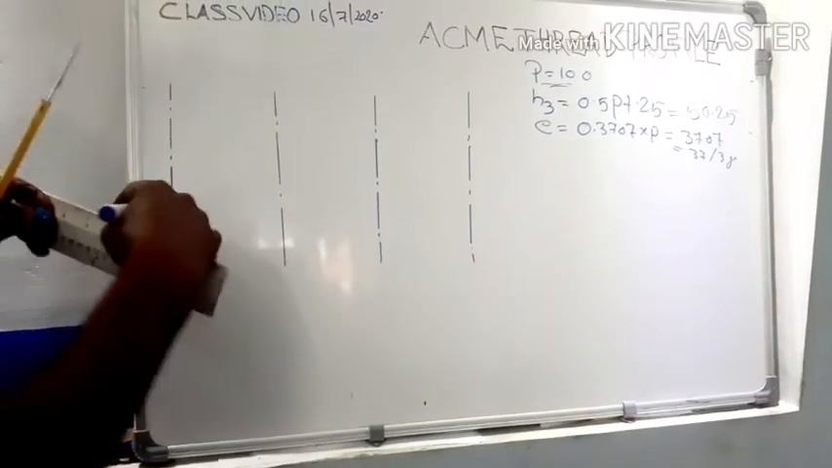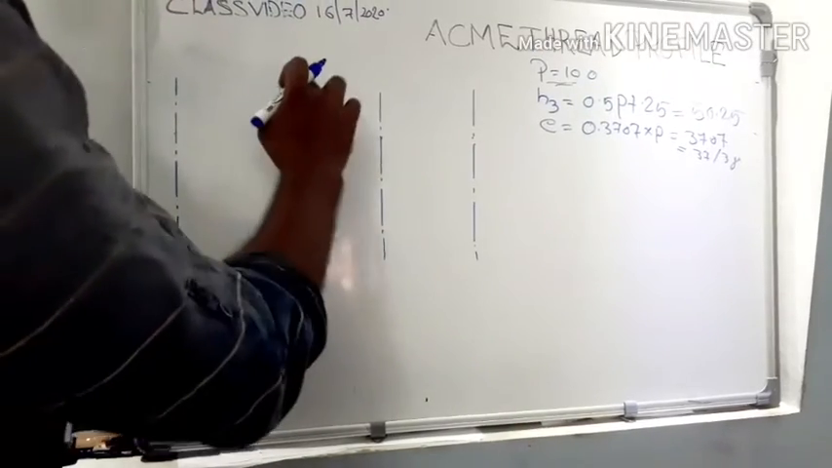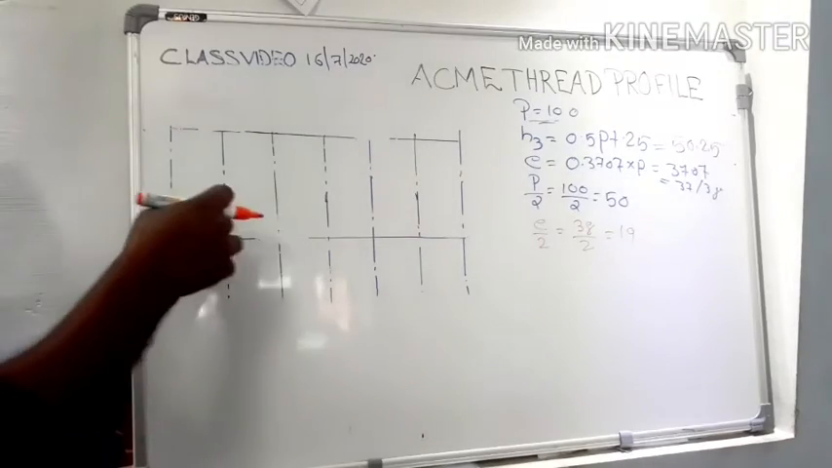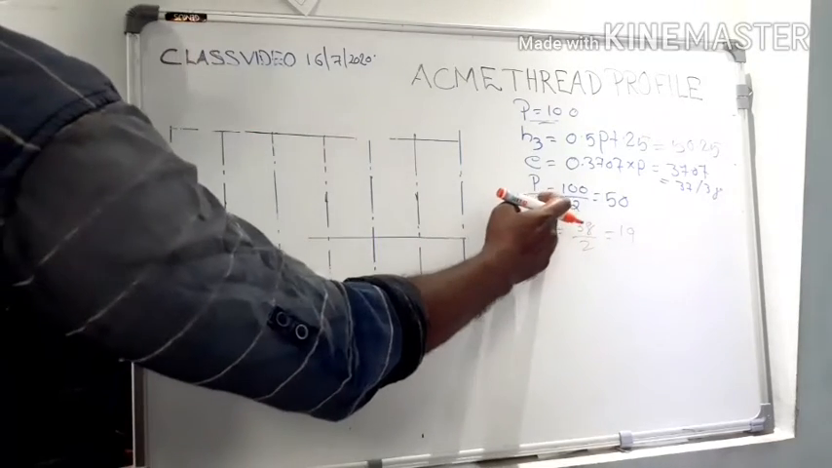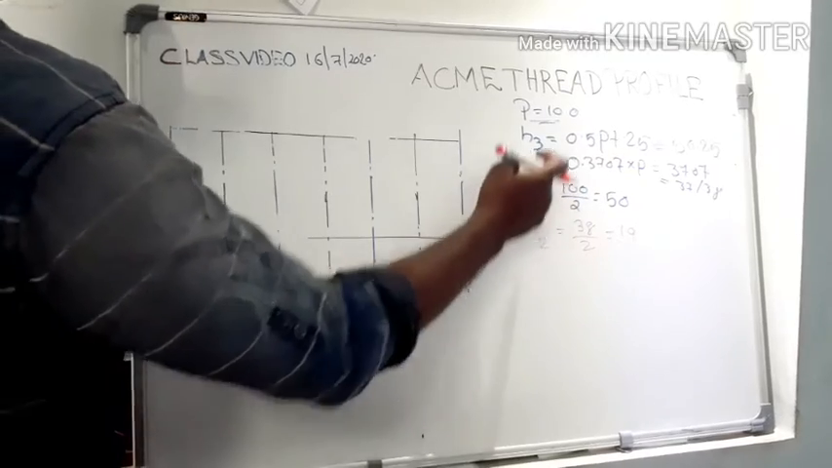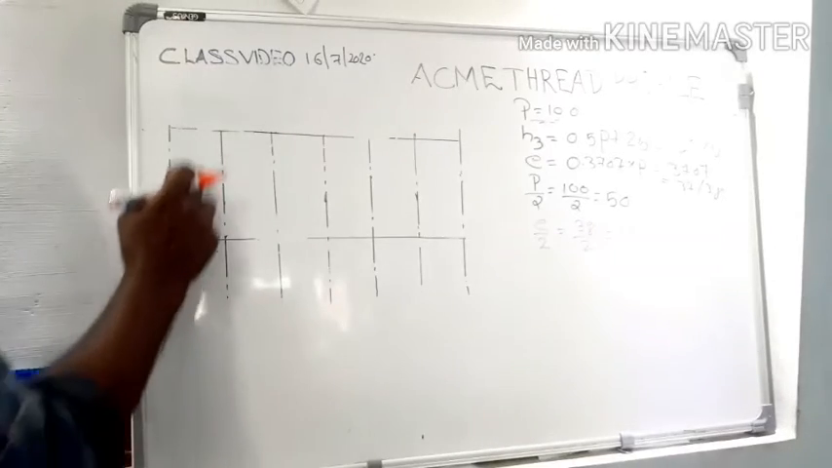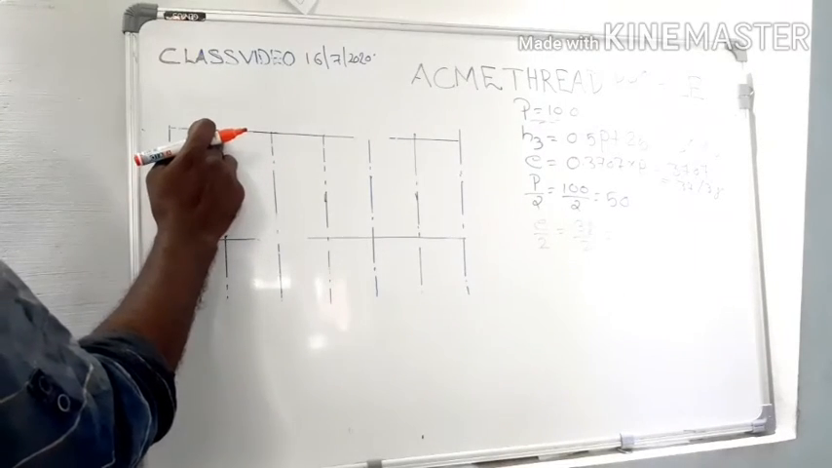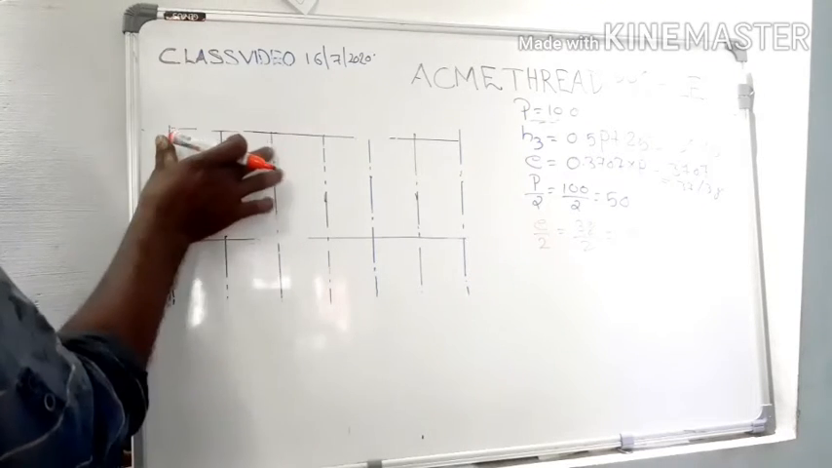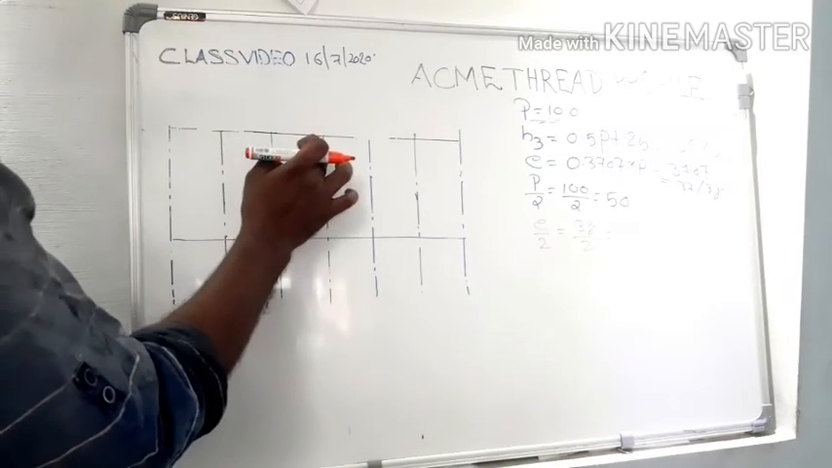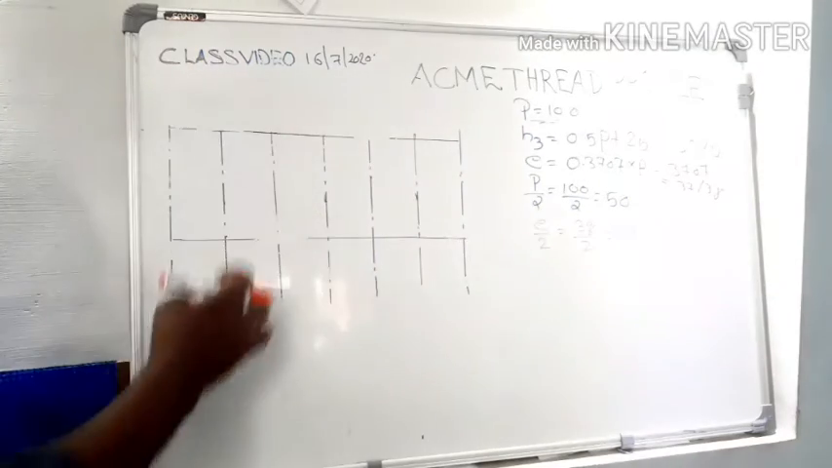Now, first we have to draw the vertical line keeping 100 mm distance. Now we draw another. Then we have to draw 3 more vertical center lines keeping the distance P by 2. Our P is 100, so P by 2 is 50 mm. Now we mark that P by 2 distance here. This distance is 50 mm and this is also 50 mm, total 100 mm. Now we again mark 50, and again mark 50. Now we have drawn 3 more vertical lines.